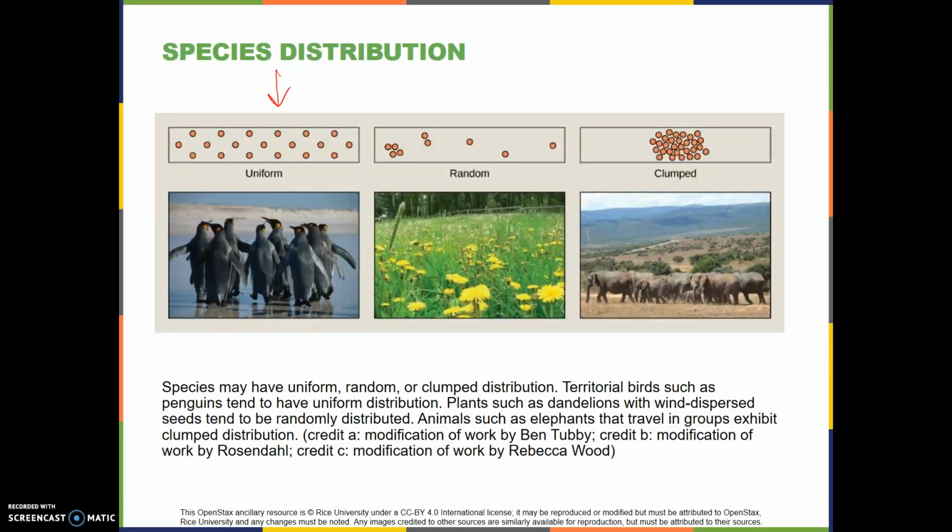So if they're uniformly distributed, in the habitat or region that you're looking at, you have about the same number of species. They have about the same amount of space between individuals. If it's random, then they're just randomly distributed. You have some over here and some over here and one over here. And then clumped, they're all together in one big group. So animals that live in herds, for example.